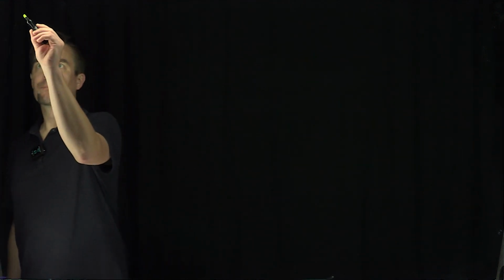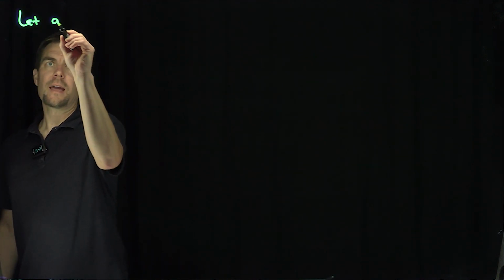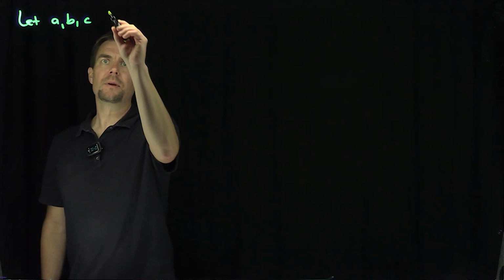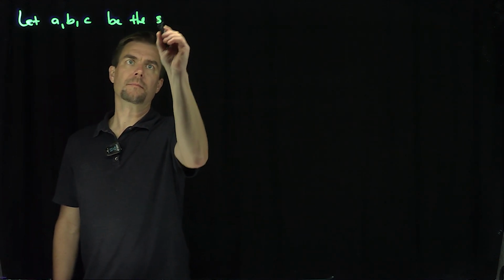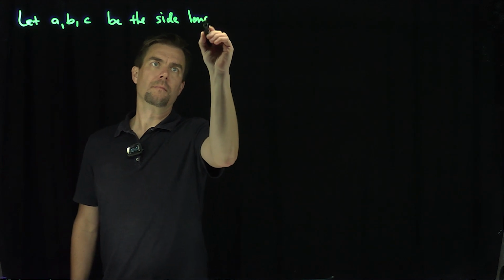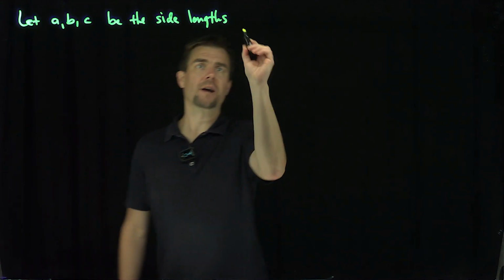Hello students, in this video we'll solve a competition problem that involves proving that there exists an isosceles tetrahedron. Here's the setup of the problem. Let a, b, and c be the side lengths of an acute triangle.